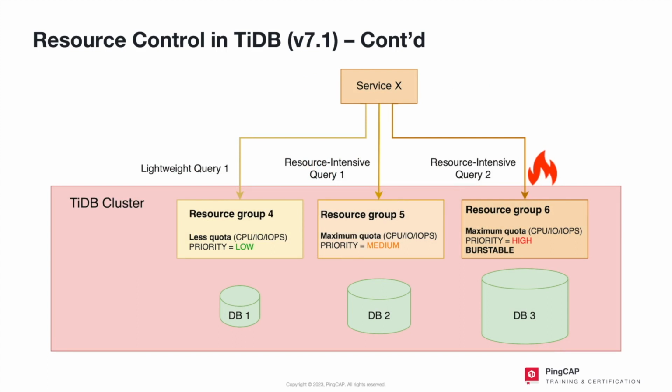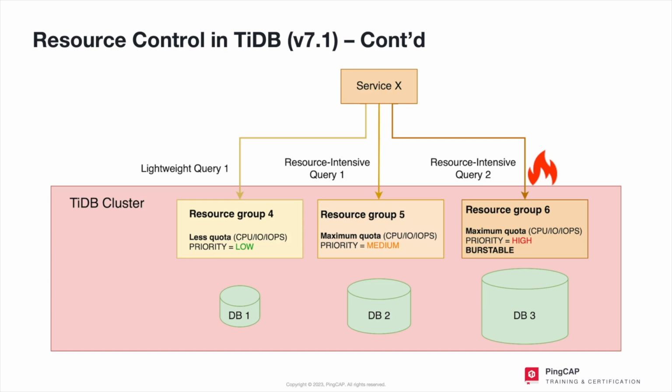So take a look at the left-hand side of the diagram. We have lightweight query 1 that runs on DB1. It's an easy query that isn't resource intensive. We've assigned it to resource group 4. Notice the priority is set to low. Scanning to the right, we have resource intensive query 1 assigned to resource group 5.